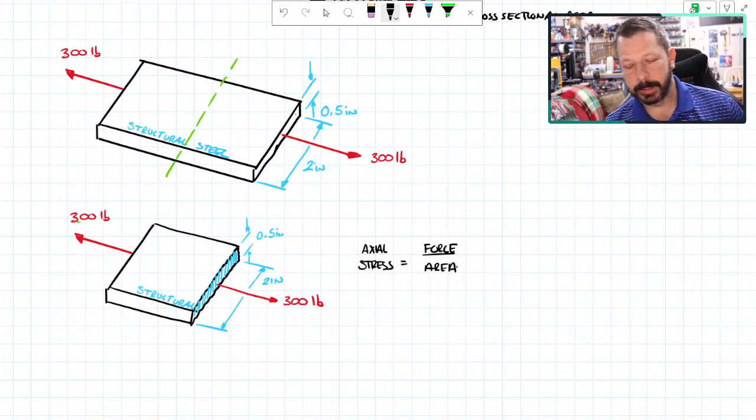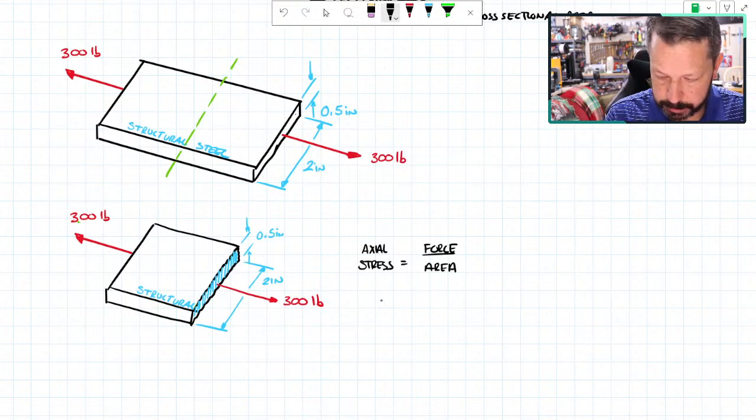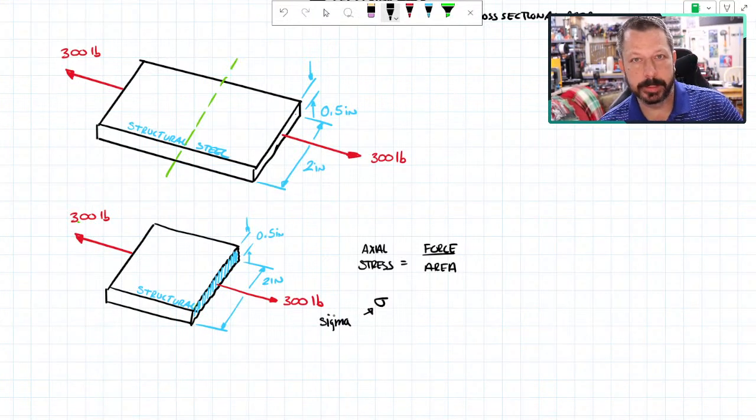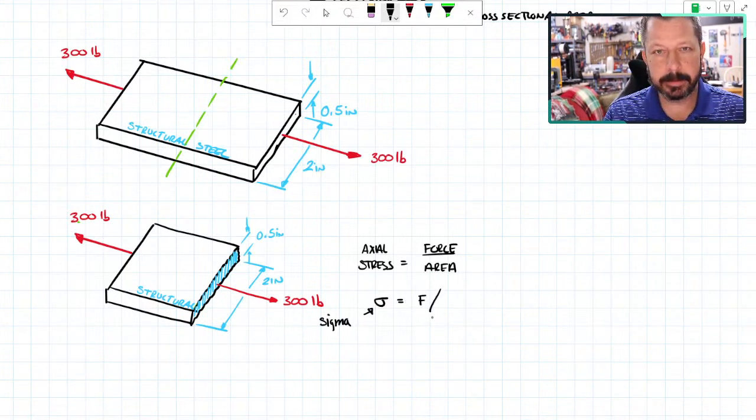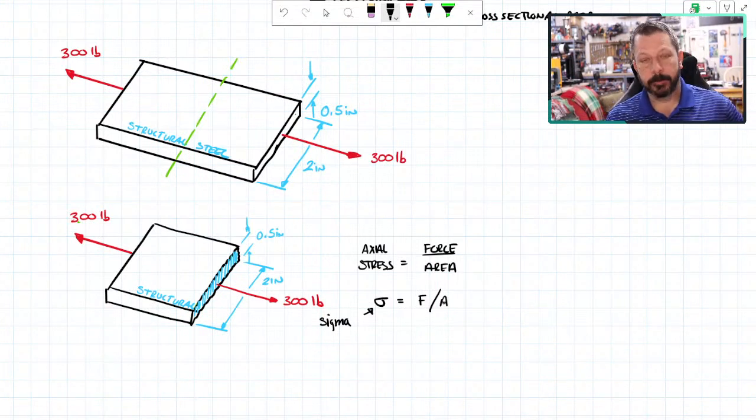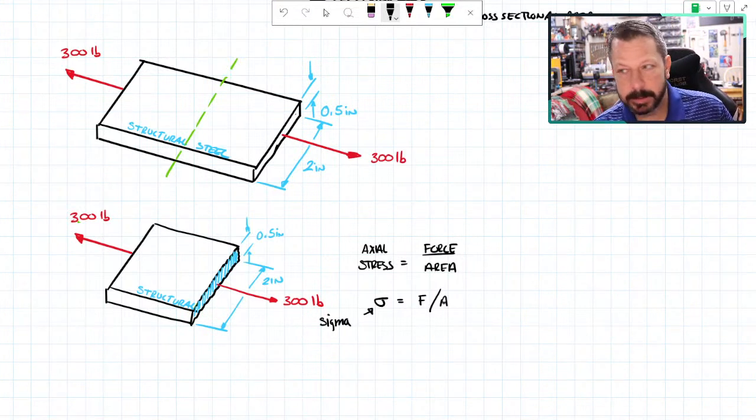Now we have variables for these. I'm writing out words, so most of the time I'm not going to write out words. I'm going to write variables, and I'm going to use sigma. That's my lowercase sigma, and that's going to represent normal stress or axial stress. And force is going to be F or P sometimes, or maybe even T if it's a tension. I will use F for now. And A for area, cross-sectional area. So the equation will more often than not look like this: sigma equals F over A. Sometimes you'll see sigma equals P over A, but a lot of times you'll see F over A.